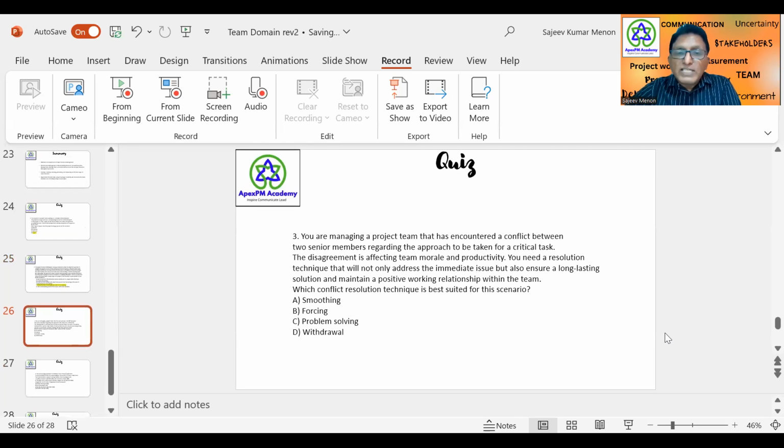Next question. You are managing a project team that has encountered a conflict between two senior members regarding the approach to be taken for a critical task. The disagreement is affecting team morale and productivity. You need a resolution technique that will not only address the immediate issue, but also ensure a long-lasting solution and maintain a positive working relationship within the team. Which conflict resolution technique is best suited for this scenario?